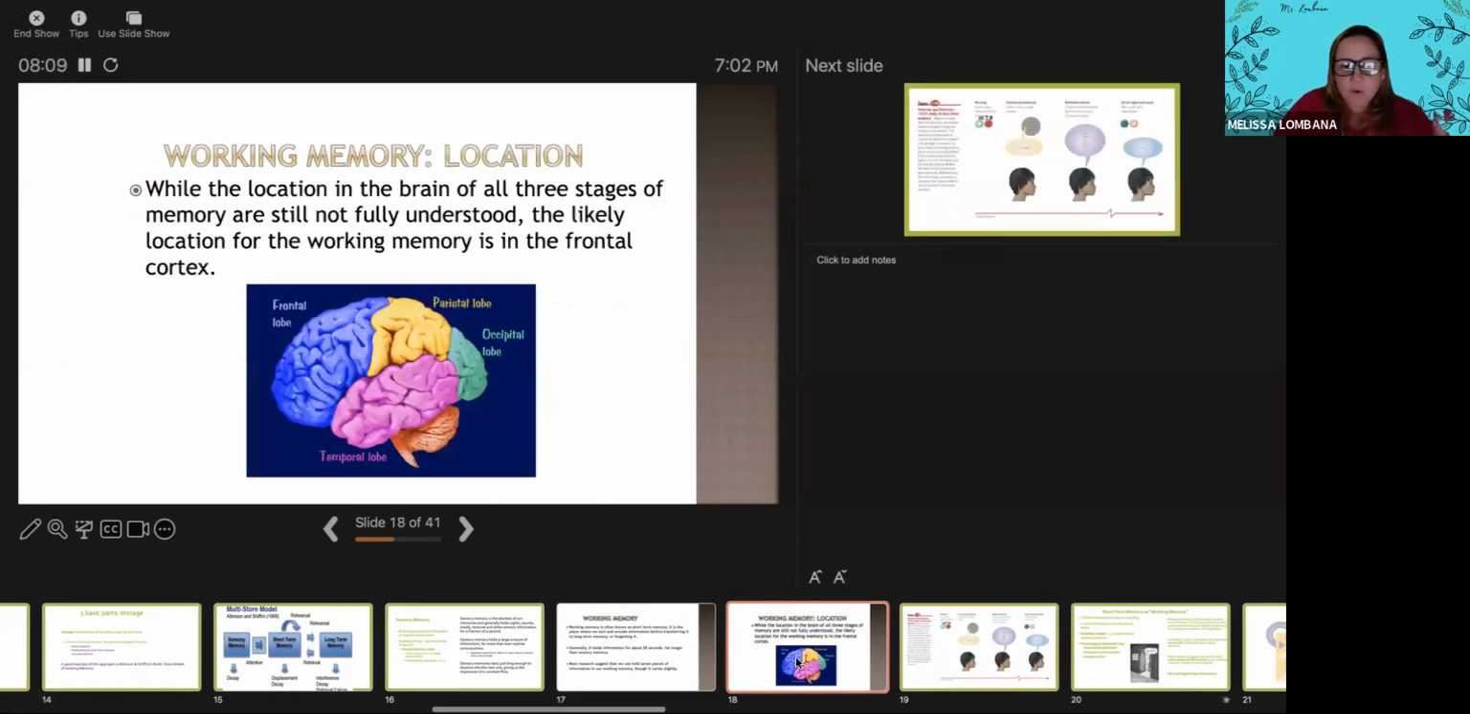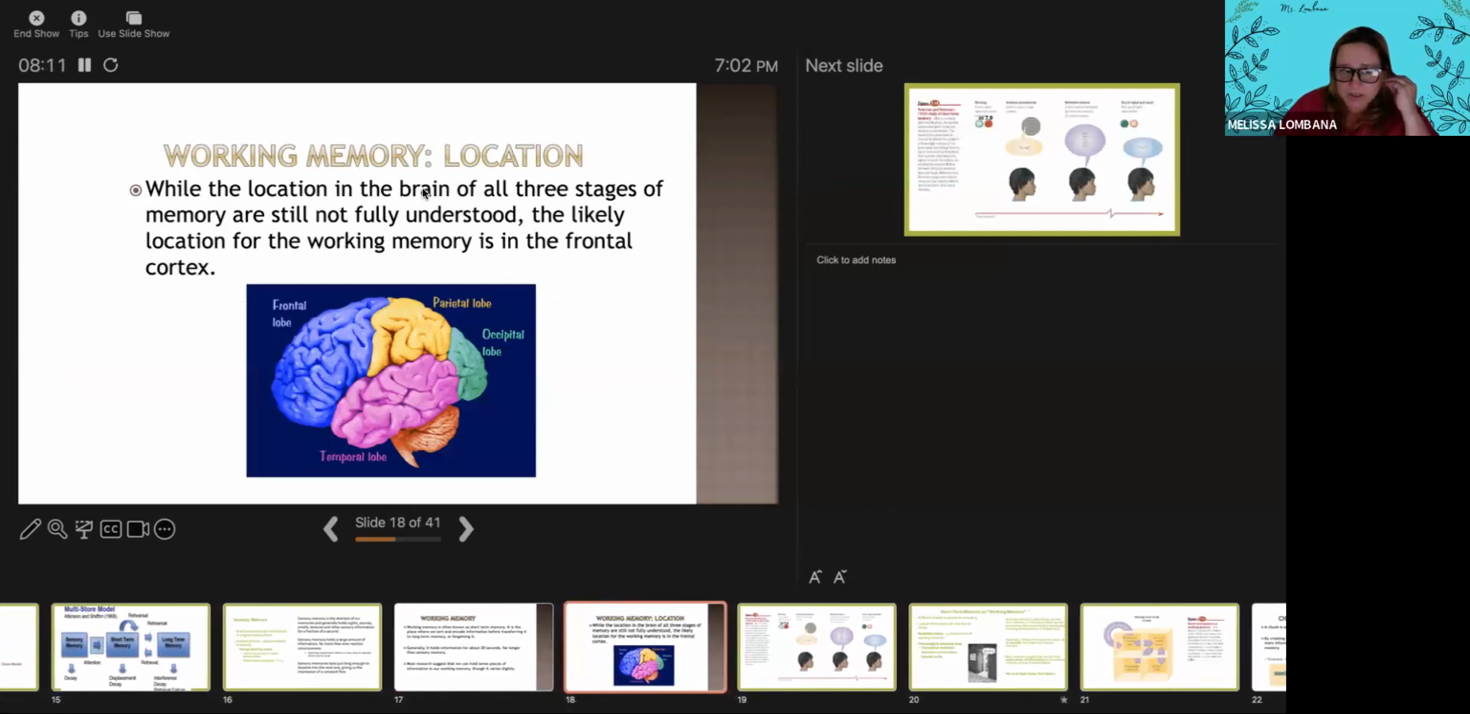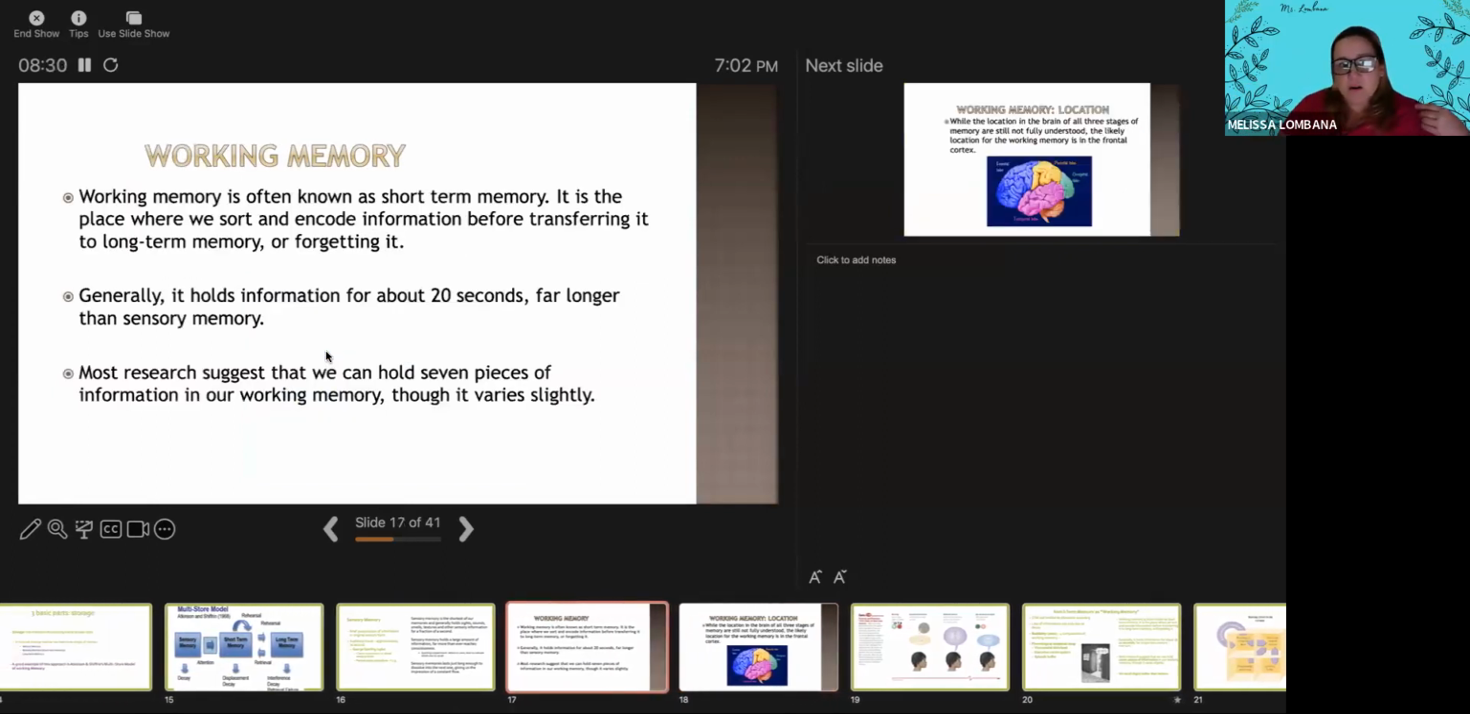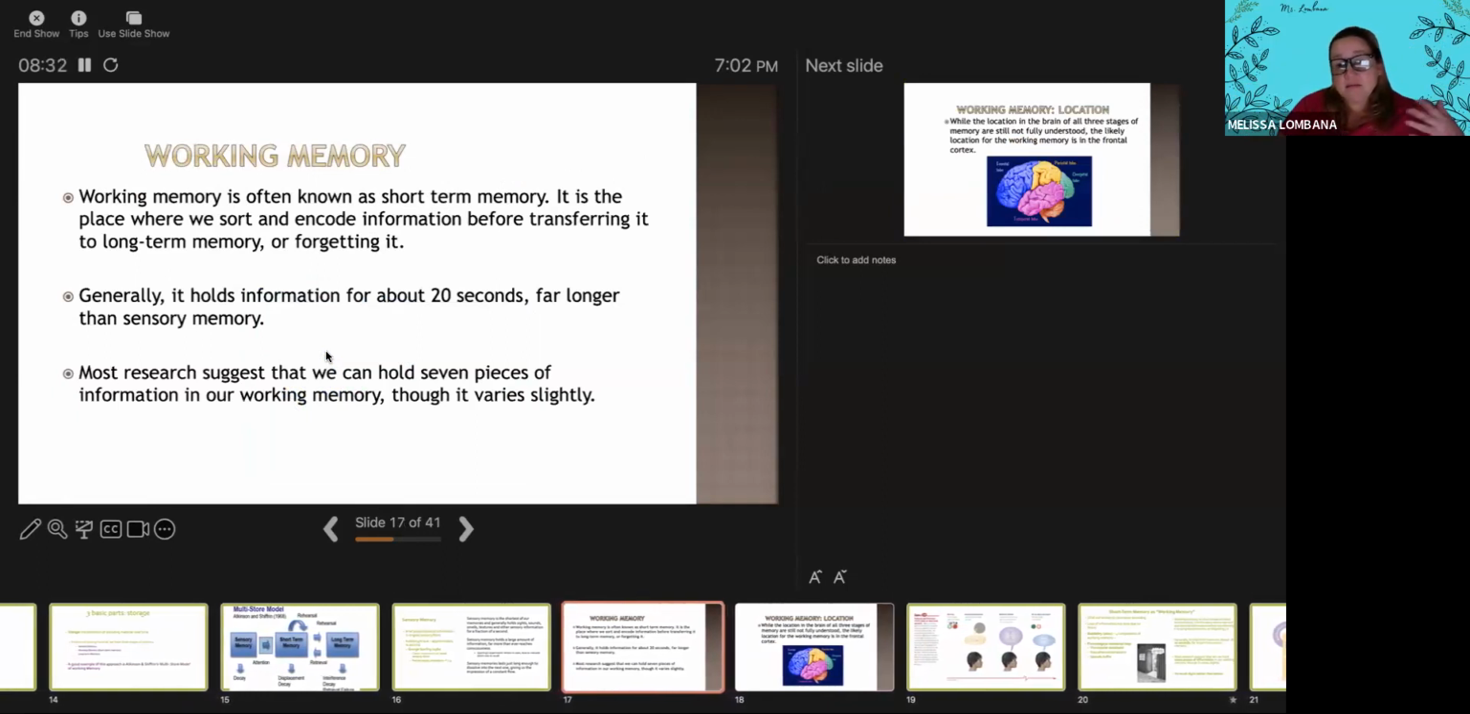Now, where is working memory located? And this you're going to need to know. We'll talk about the brain a little bit more, but your memory has many parts, and you need to know that the frontal cortex, right here in the front, is where the research is saying this is the most activated section when we are trying to store things into our long-term memory.